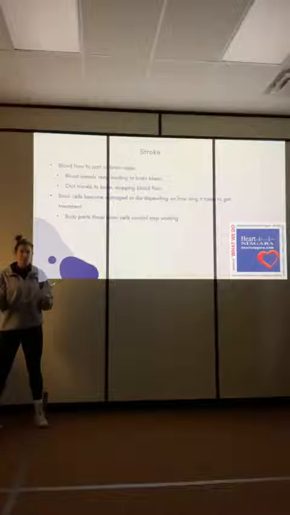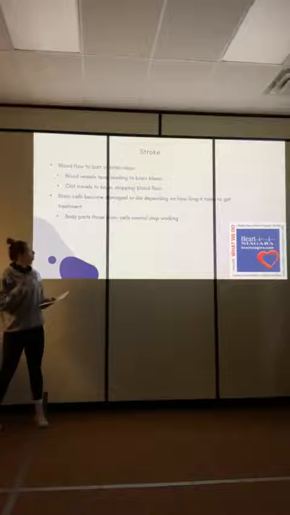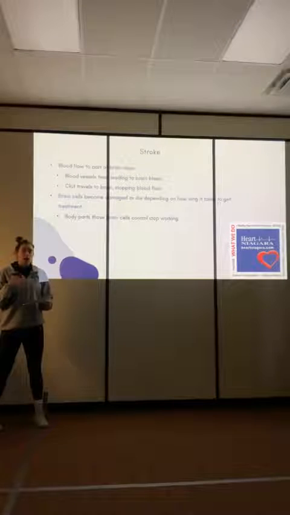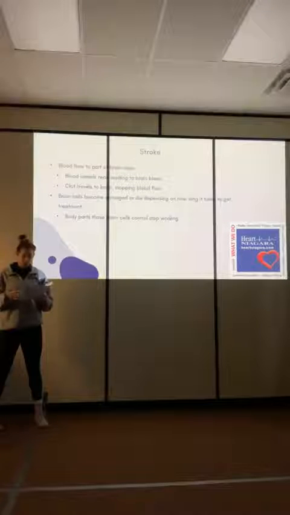So basically you have weakened vessels in your brain, and they can actually rupture and bleed, and then you're going to have blood that will accumulate and just compress your brain tissue, or you can have a blood clot to the brain that's going to stop blood flow. So this is the most common type of stroke. It's called an ischemic stroke.